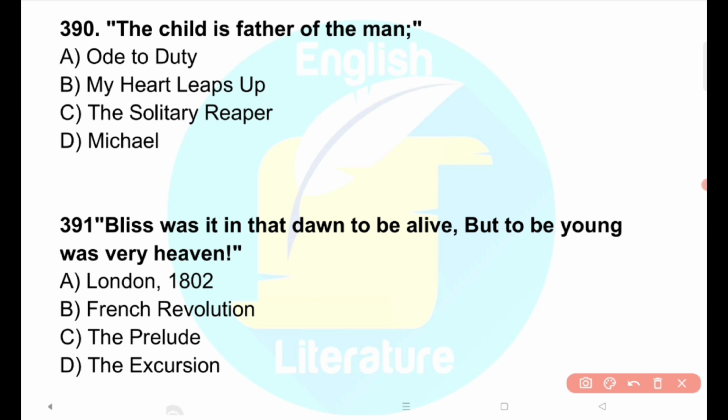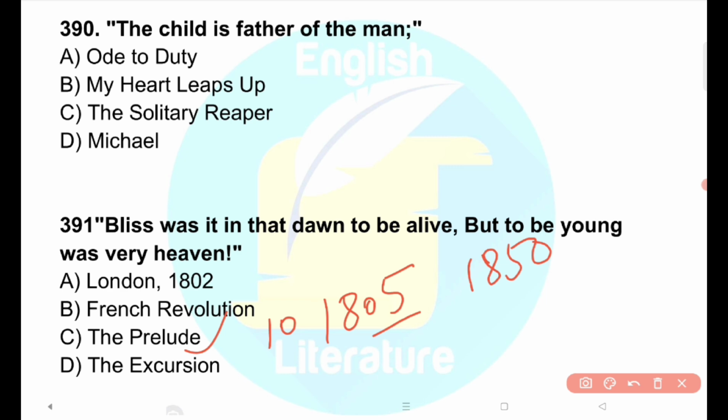Bliss was it in that dawn to be alive, but to be young was very heaven. Option C, The Prelude. This line appears in Book 10 of The Prelude, 1805, revised 1850. Wordsworth described his initial excitement about the French Revolution and the hope it inspired. The phrase captures the idealism of youth and the early enthusiasm for revolutionary change.